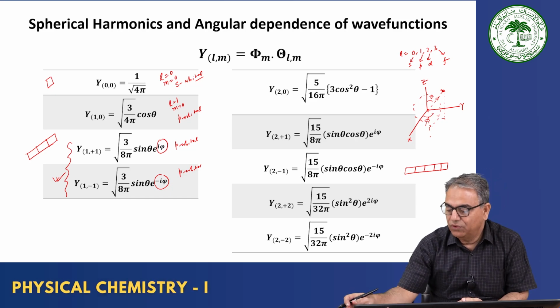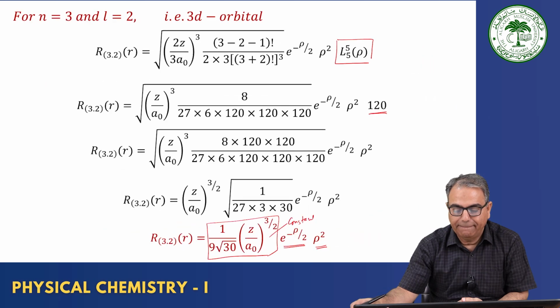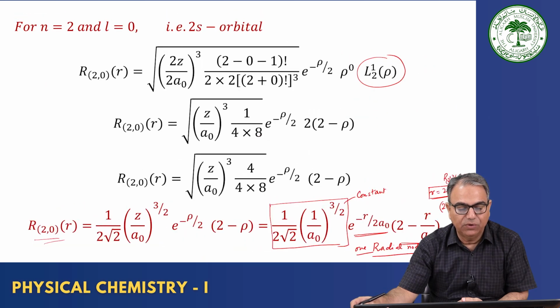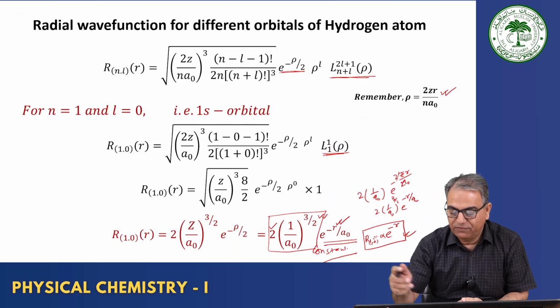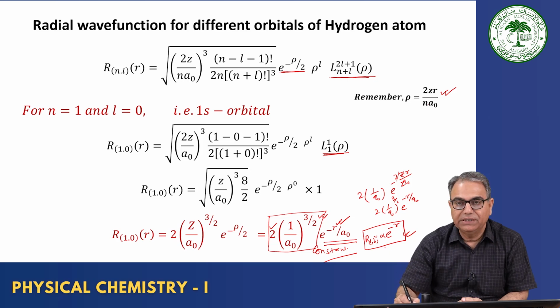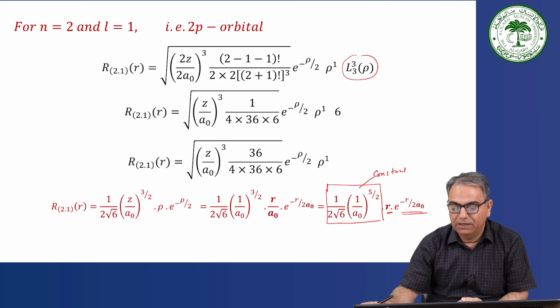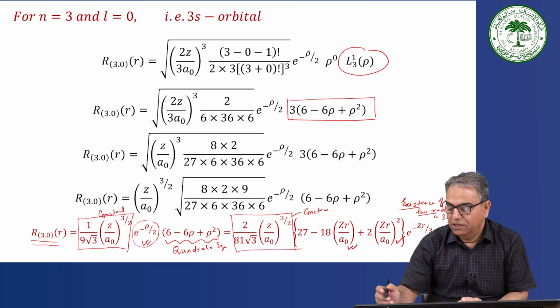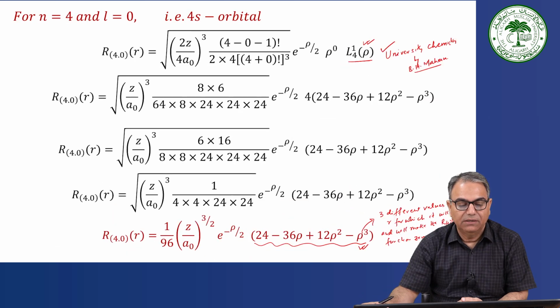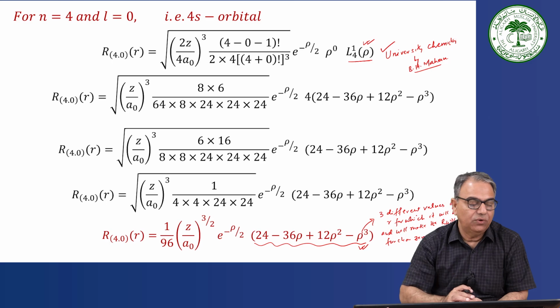Now, if you go back to the radial part, it tells you that for the 1s orbital, the function is decreasing. For the 2s orbital, you have a radial node. For the 3s orbital, you have two radial nodes. For 4s orbitals, you have 3 radial nodes. So what does it mean?